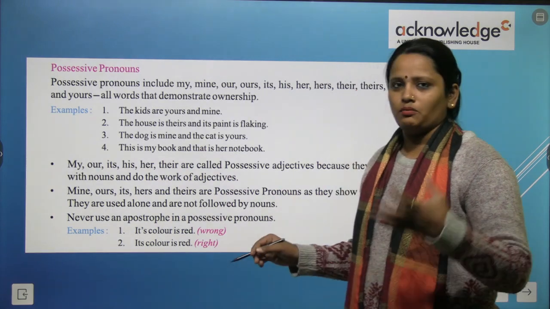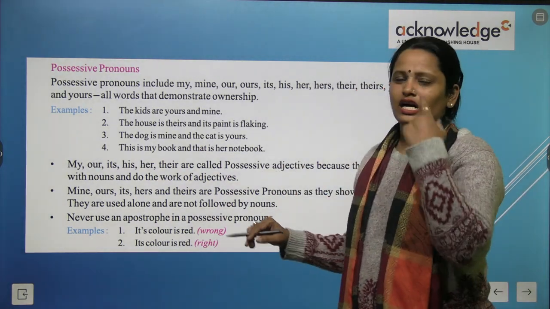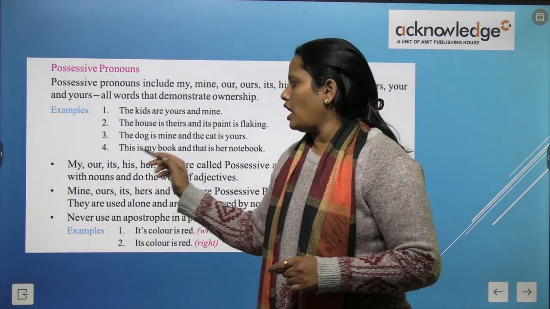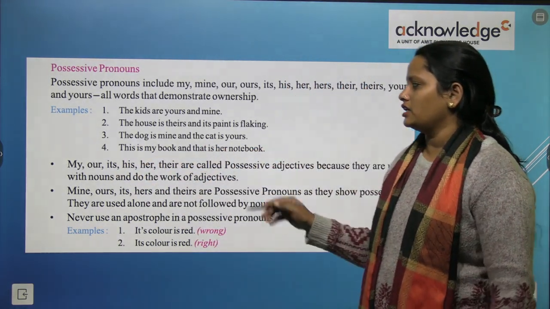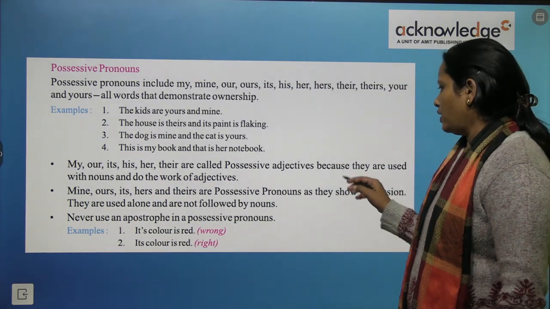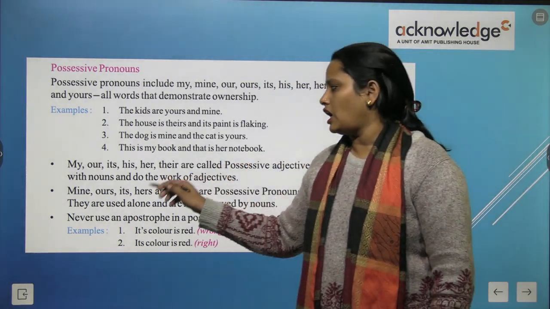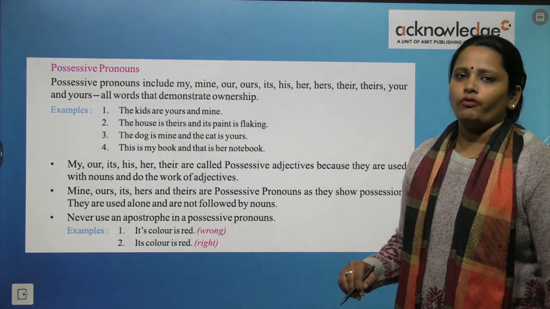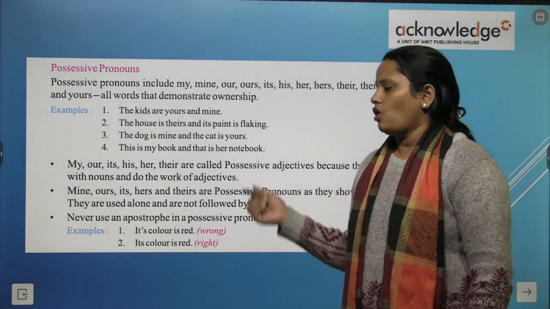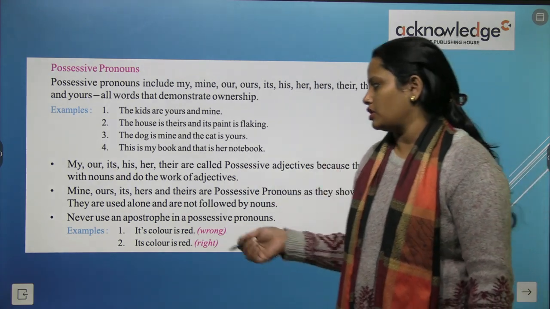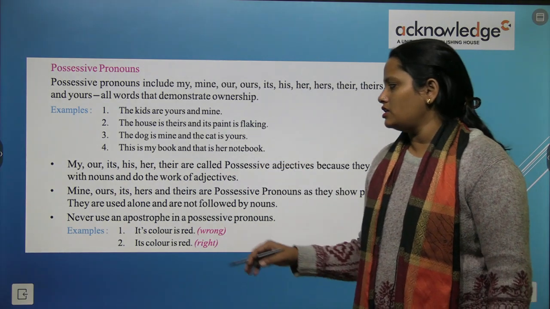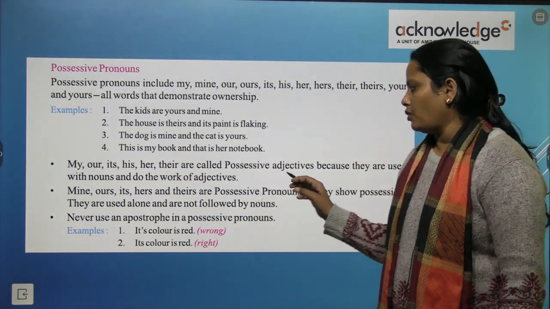This is my book, ये मेरी बुक है। And that is her notebook, वो उसकी नोटबुक है। My, our, its, his, her, their are all possessive adjectives because they are used with noun and do the work of adjective. क्योंकि ये जो words दिए गए ये noun के साथ use होते हैं और adjective का काम करते हैं। Mine, ours, its, hers and theirs are possessive pronoun.